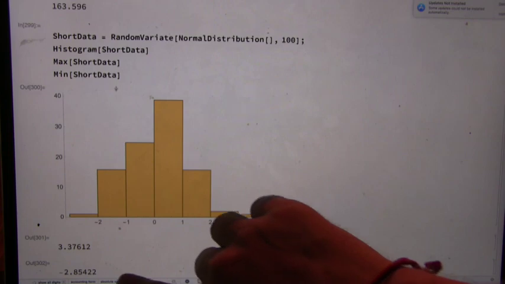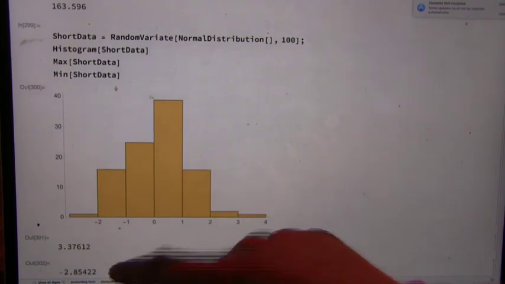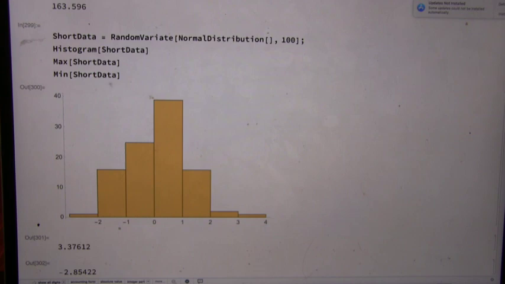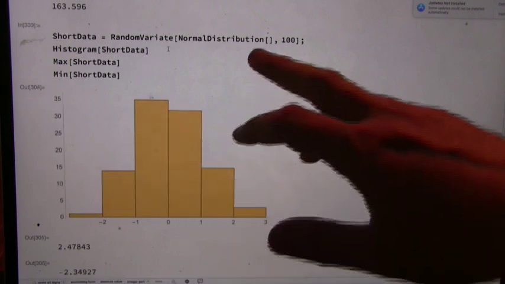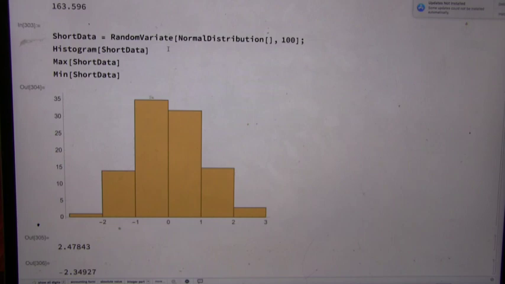And then, is it on screen there? Yeah. So the max of this was 3, and the minimum was minus 2.8. So tell me some things that you notice, or some other things that you might want to see to help you understand this distribution, because this is a histogram of 1,000 points of data. So what are some things that you notice, or what are some things that you would like to see?